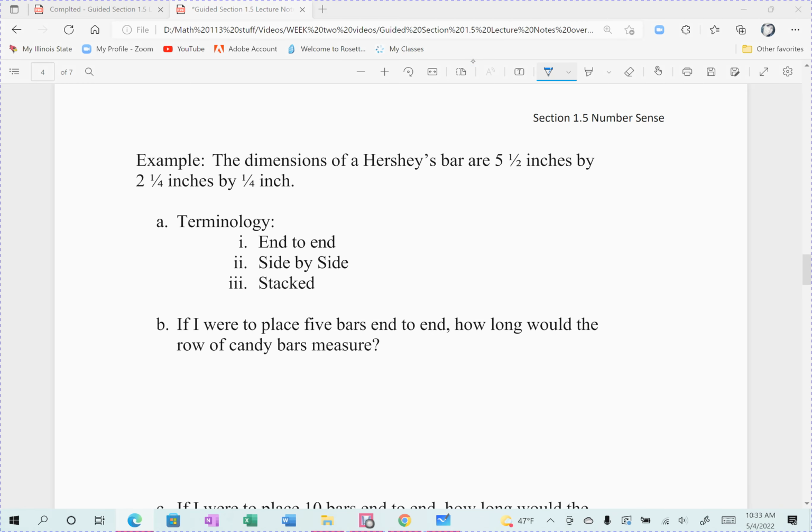Alright, so the next example is a long one, it's got a little bit of everything in it. And there's one similar to it in your homework. So suppose that we have a Hershey's chocolate bar. The dimensions of a Hershey's chocolate bar are 5.5 inches by 2 1/4 of an inch and 1/4 of an inch. So again, it's a three-dimensional, box-shaped object. It's got a length, a width, and a height.